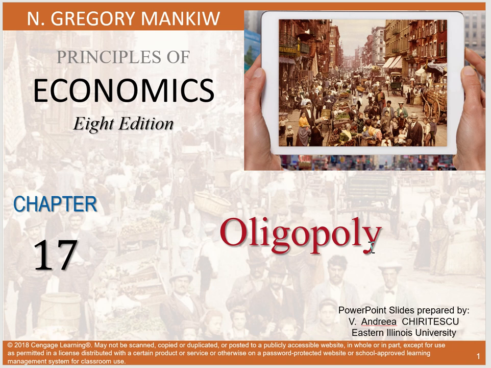Hi class, in this video we're going to talk about chapter 17, oligopoly. This is the last one of the 4 market structures we'll go over in this class. Previously we talked about perfect competition, monopoly, monopolistic competition, and oligopoly is the last one.